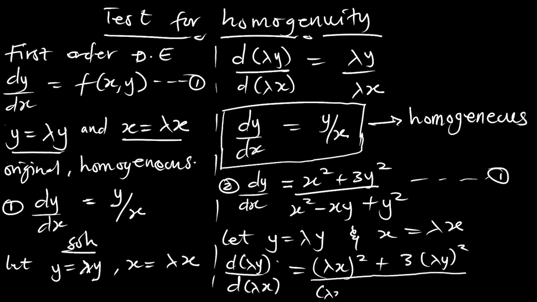Lambda x squared minus lambda x times lambda y plus lambda y squared. Are we okay? So let's try to break this one down and see if, after we factor the constant out, we are going to get the original equation. So this is what we are going to get.